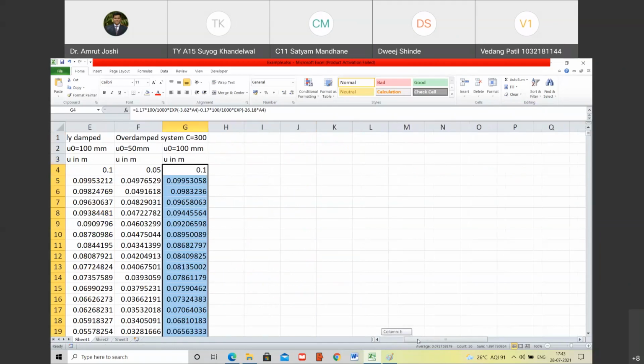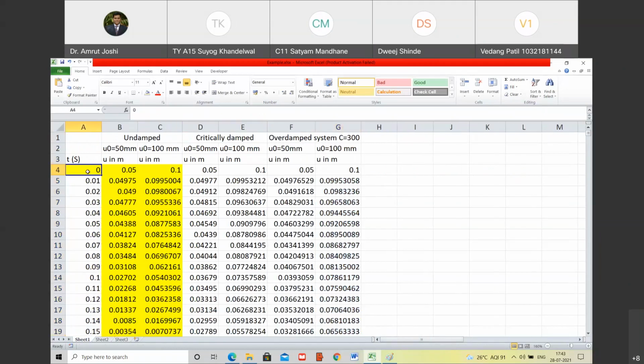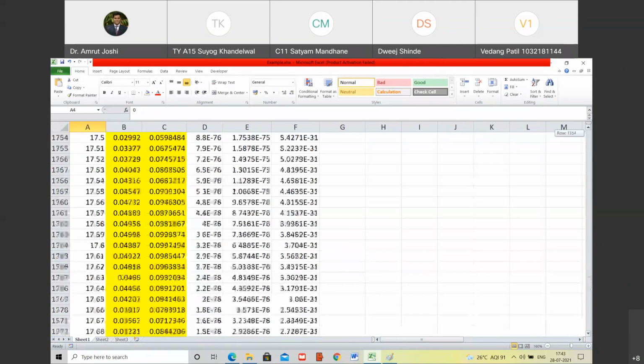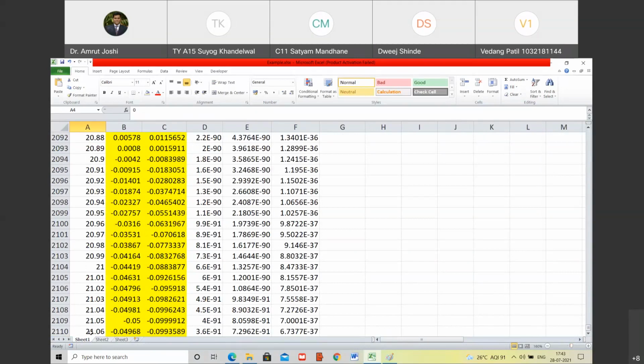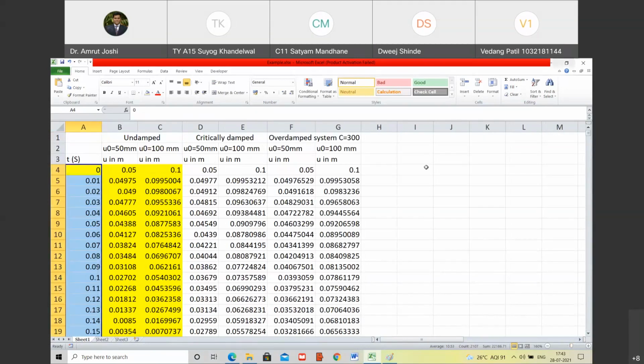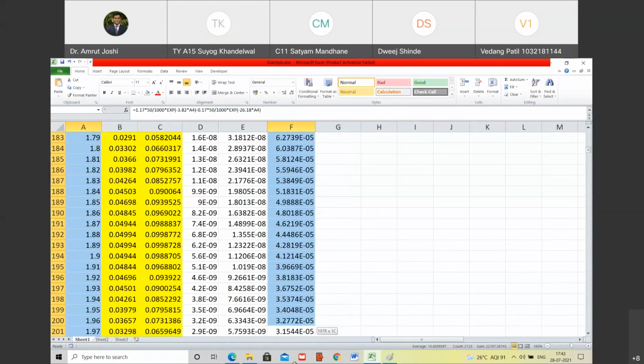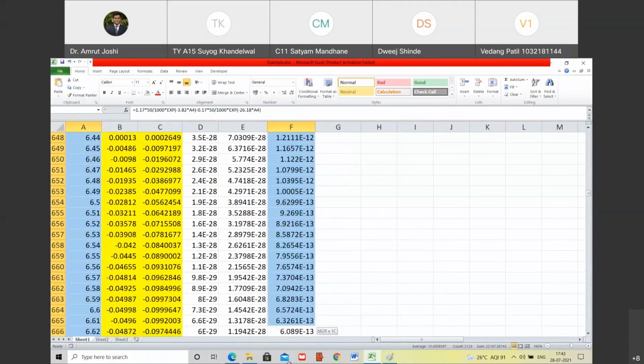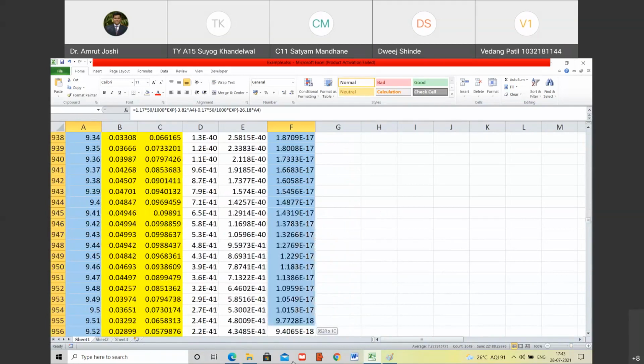Yes, sir. Again, I am going to now plot. What do we have to plot? The first column, that is time. Happy? Yes, sir. Versus this column. So let me plot it. Just give me a second.